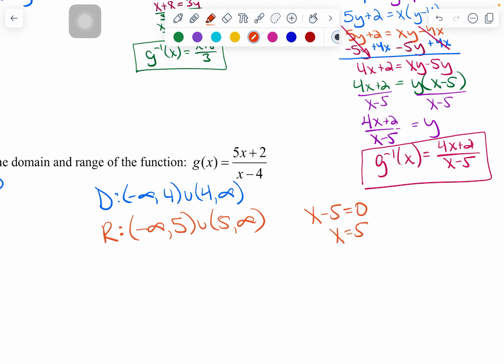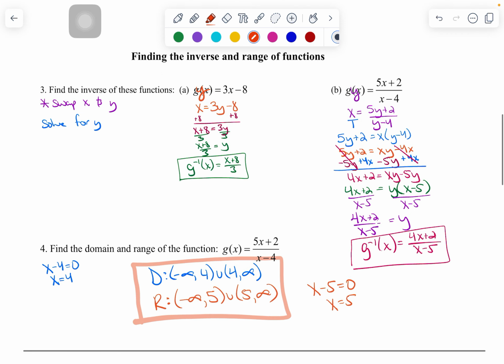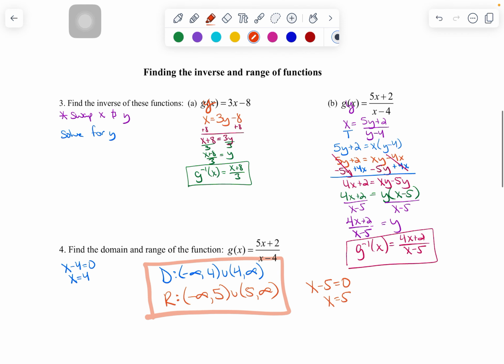All right, and that is the end of this question, right? We found the domain and range. So that's going to be the end of the video here. All right, that was the finding inverses and range for these particular functions.